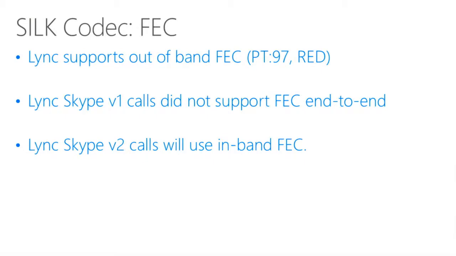So under packet loss conditions, the quality kind of suffers a little bit. So what we've offered in Lync Skype V2 is an in-band FEC that's part of the Silk codec. And this will help give us protection against packet loss. But if you look at a netmon trace under loss conditions, you won't see that payload 97 because it's sent in-band. So it'll be sent with the same Silk codec. It's just set in the in-band bits.